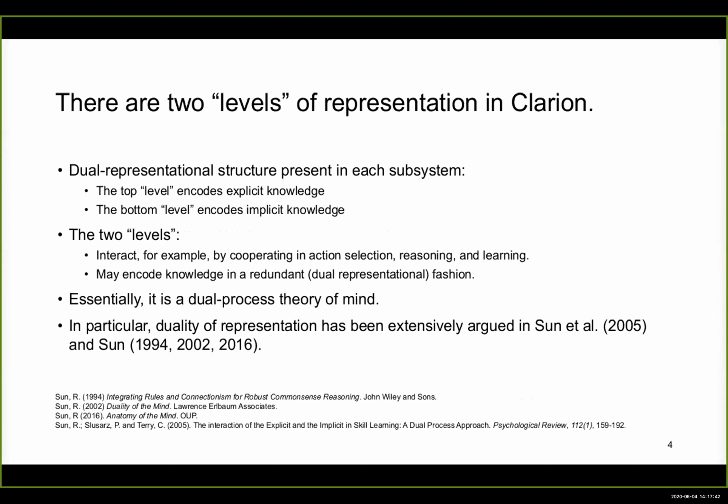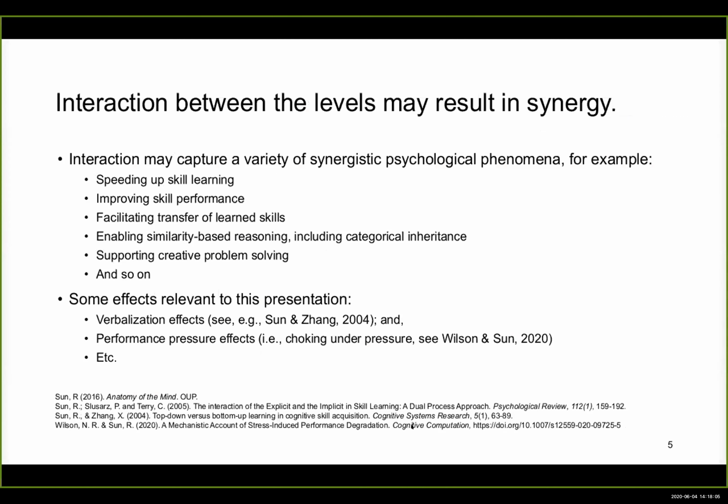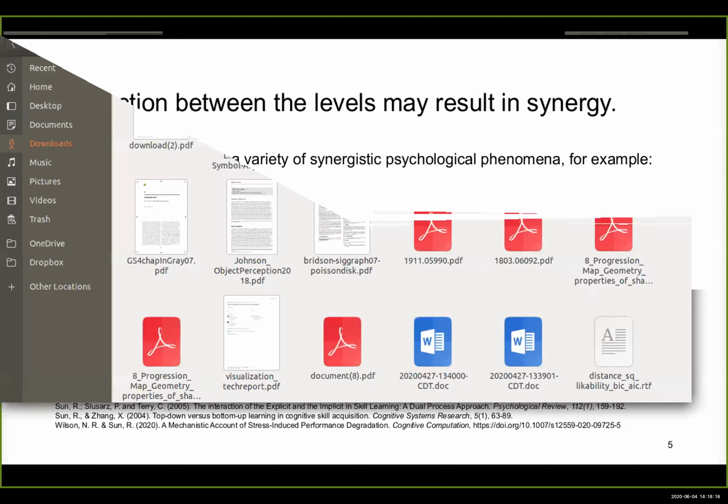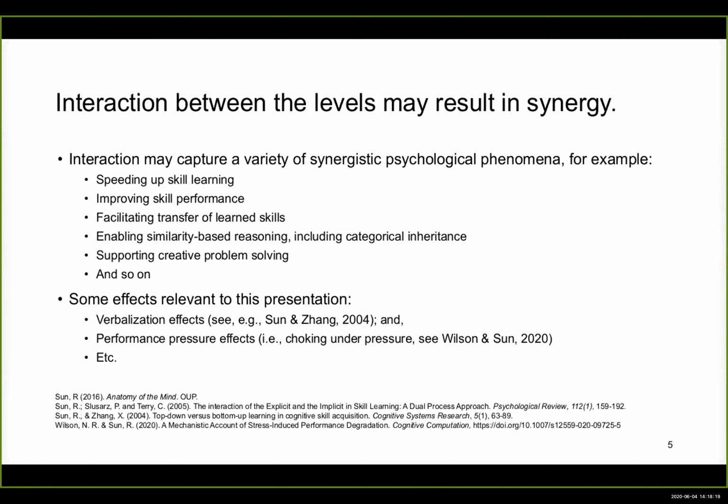This distinction motivates in Clarion the dual representational architecture, where a top level encodes explicit knowledge and the bottom level encodes implicit knowledge. These two levels interact in various ways, and they may encode knowledge in a redundant fashion. The interesting thing about this interaction is that it can capture various effects, including several synergy effects, and some effects that are relevant to Raven's matrices, such as verbalization effects and the effects of performance pressure.